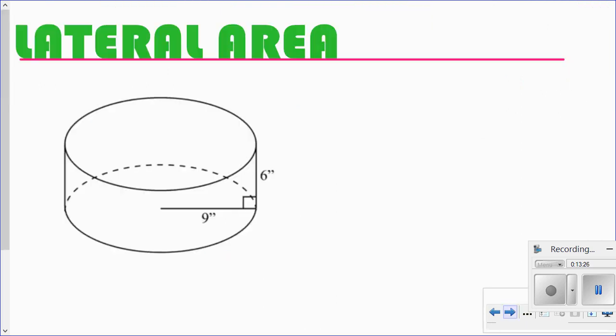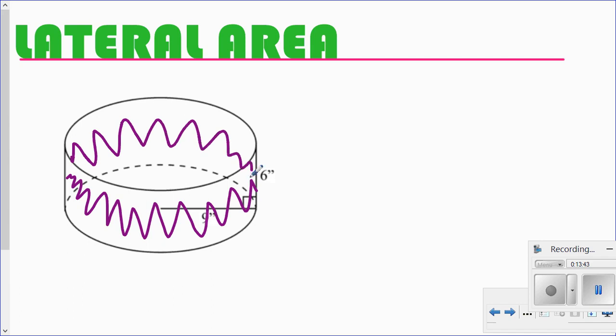Okay, let's try one more example. This time we're going to get the lateral area and the surface area of this cylinder. So lateral area, remember, doesn't include the bases. The bases are circles. So I'm talking about just the sides of this cylinder, like I'm wrapping up this cylinder with wrapping paper, but I'm not putting anything on the top and the bottom. So let's first calculate that lateral area.